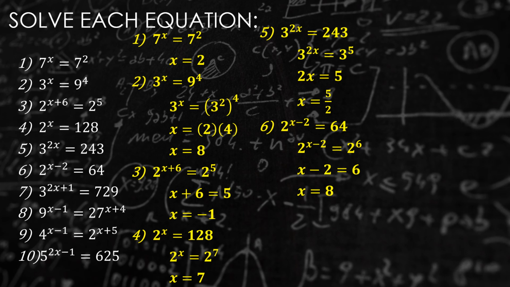So again, para mag-solve tayo ng mga exponential equation, maghanap ng paraan na dapat yung base nila sa both sides ay the same or magkapareho. And then equate lang natin ang kanilang exponents pag magkapareho na, and then solve for x. Let's proceed to number 7.